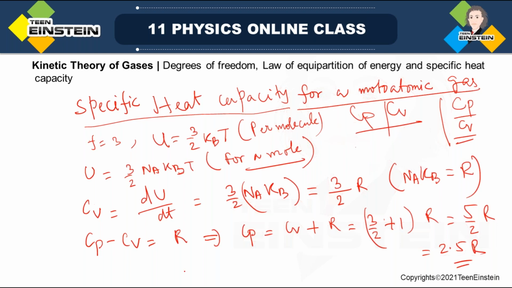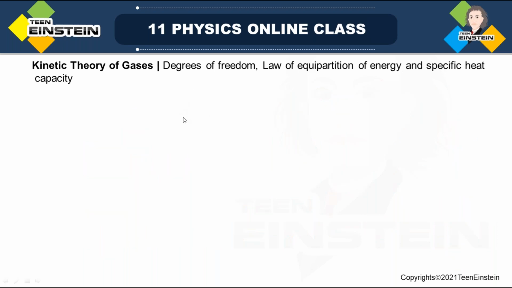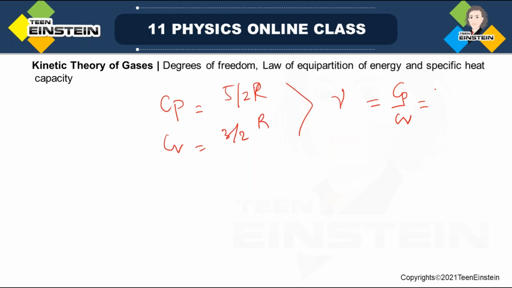Okay. Now since we have got Cp and Cv, we can write down one more thing. For a monatomic gas, we have Cp equal to 5/2 R, and Cv equal to 3/2 R. If we take the ratio, then we'll get gamma. Gamma is Cp by Cv, so 5/2 divided by 3/2. You get 5/3. So gamma is equal to 5/3.